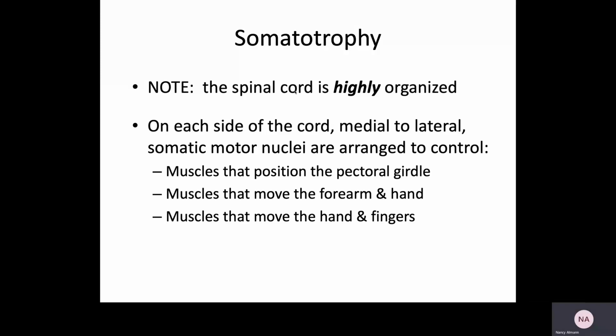So, on each side of that cord, medial to lateral, there are going to be somatomotor nuclei that are arranged to control muscles that position the pectoral girdle, then muscles that move the forearm and hand, and then muscles that move the hand and the fingers. Am I going to ask you that specifically? No. I want you to remember this somatotopy and how organized the spinal cord is.